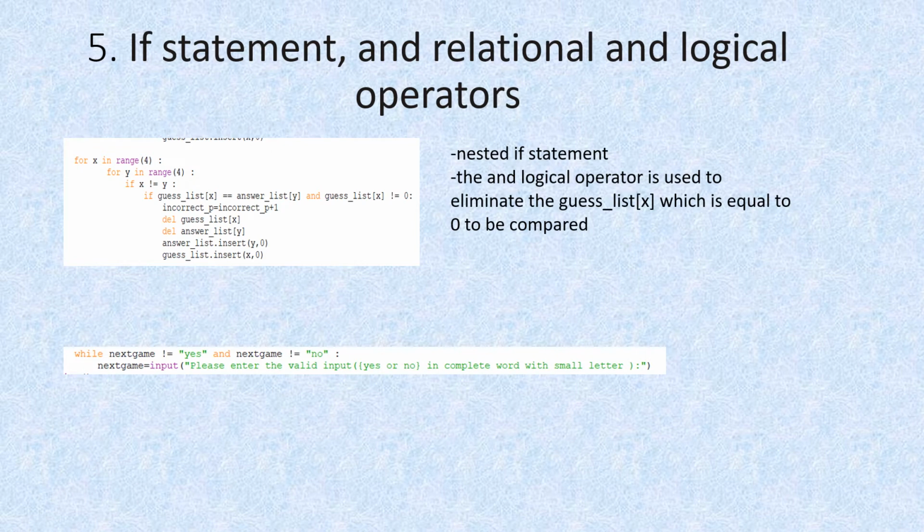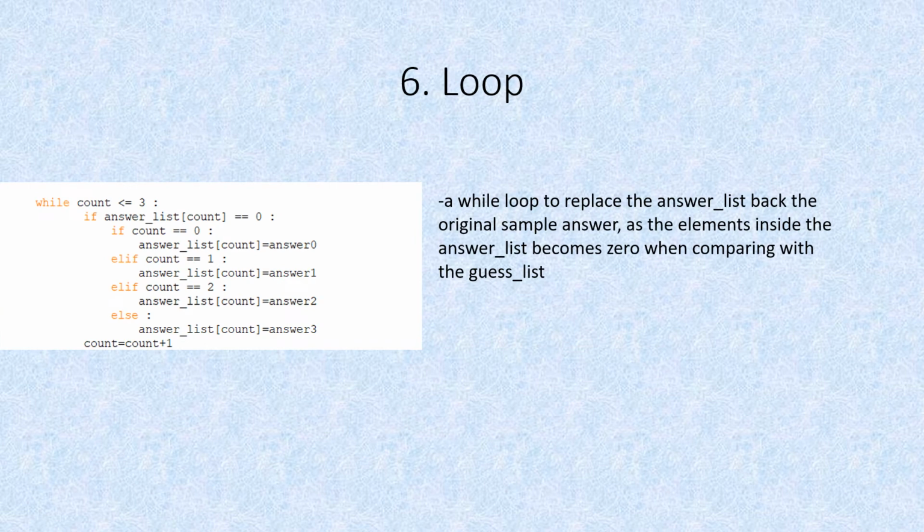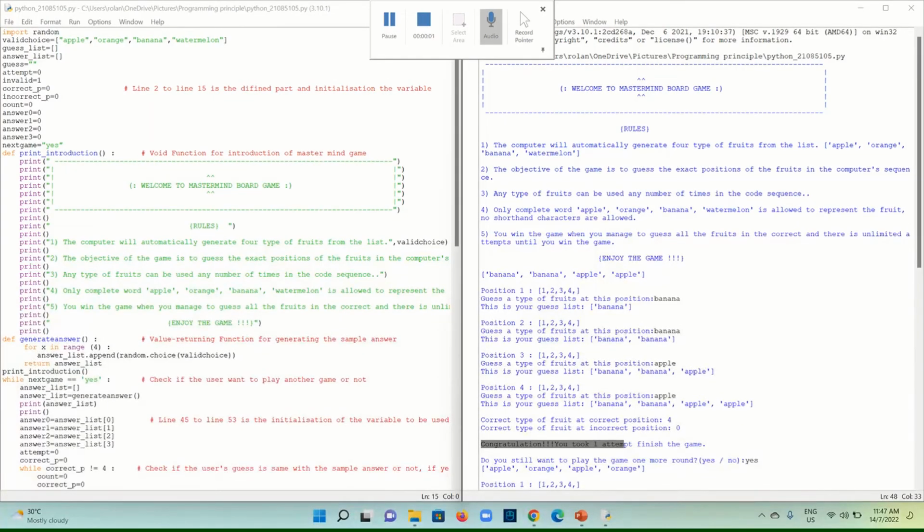Next, the if statement and logical operator here is to check for the correct fruit at incorrect position and make sure the program won't compare to the 0. Next, the while loop here is used to insert the original value back to their respective index in the answer list. So let me run the program together.